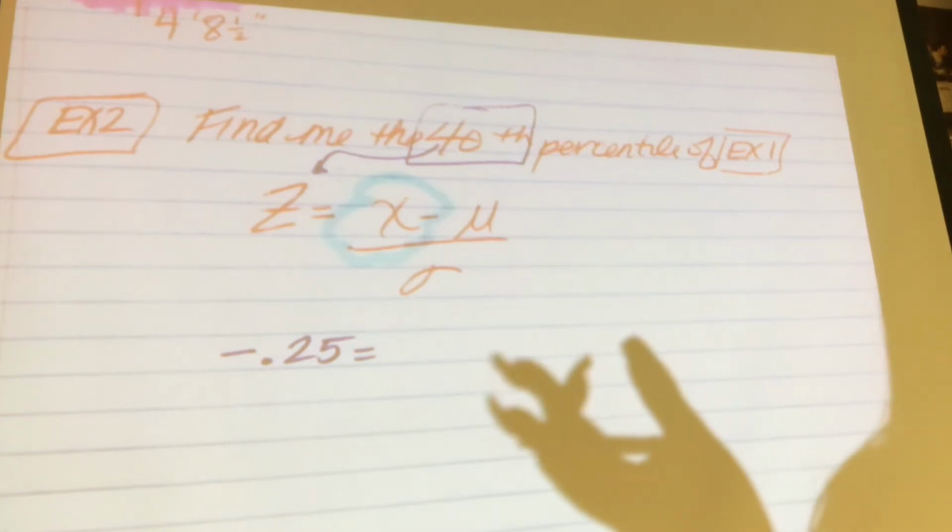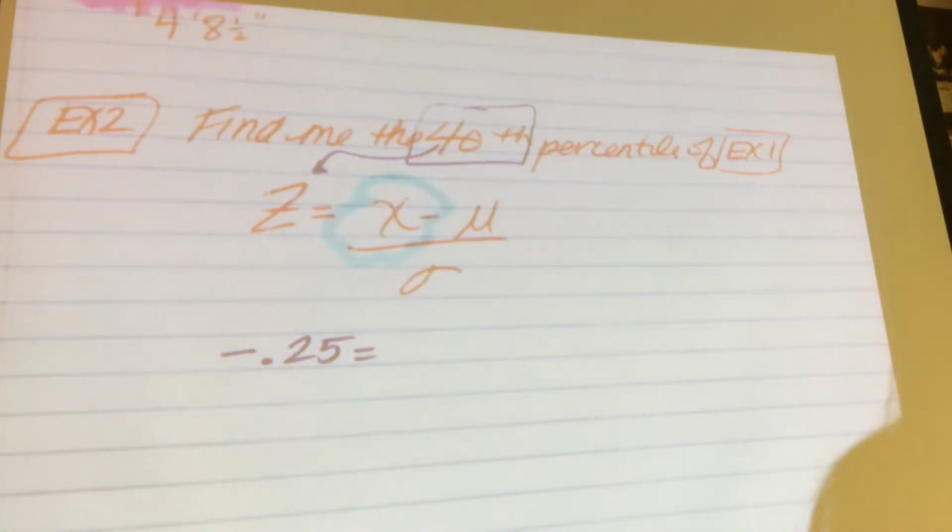Where's the mean? 50%. 50% is the mean, right? So is the 40th percentile above the mean or below the mean? Below. So does that mean your z-score is positive or negative? So you're not even going to look at the positive one. Just look at the negative one.